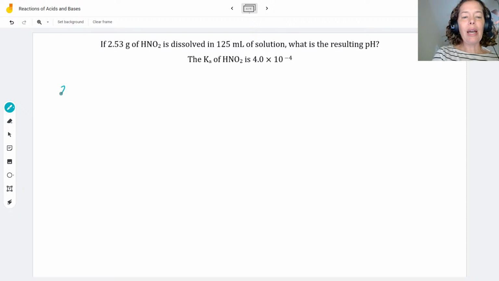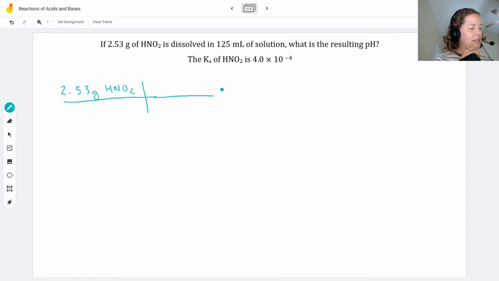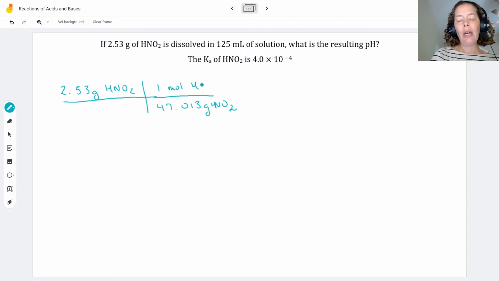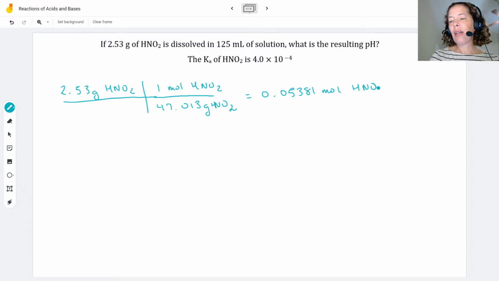So taking my grams of nitrous acid and converting that into moles. I did write down that molar mass. Here it is, 47.013. Oops, I forgot my hydrogen, sorry. Grams of nitrous acid over 1 mole of nitrous acid. And this gives me 0.05381 moles of nitrous acid.